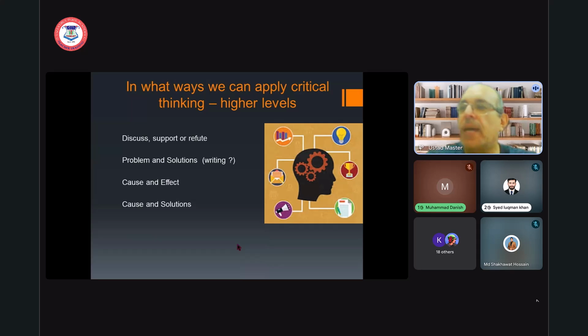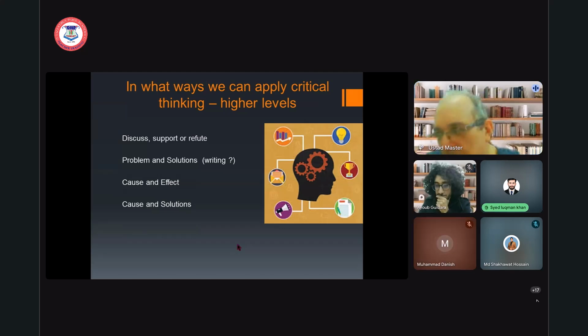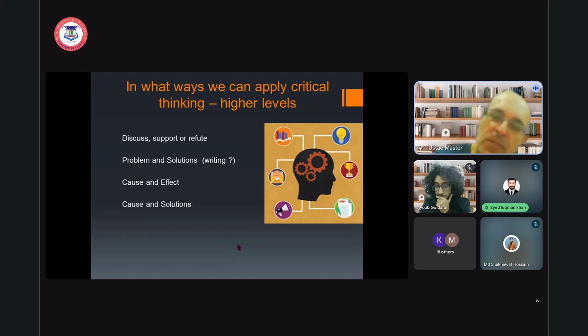This also happens in my own classes, and this is my personal experience that I'm sharing with you. Here, for me, the most important word is the word refute. Everybody can discuss, everybody can support, but refutation is probably the most important point in all of this: problem solution, cause and effect, and causal solutions. Okay, now, to your question, Mr.